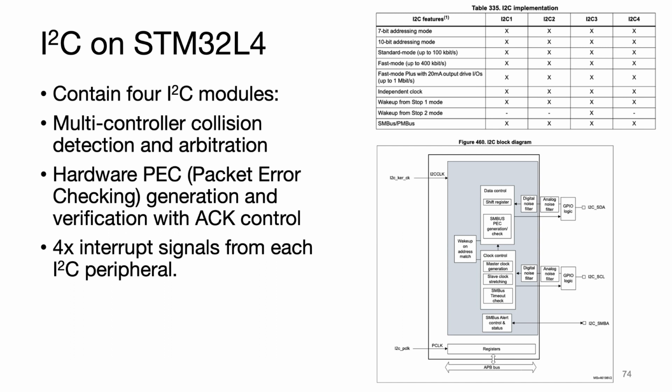Lastly, we're almost to the end here. Thinking about I2C buses on the STM32L4. It contains 4 I2C modules, all with different speed modes available to it and different addressing sizes. Nice that it has, this is a multi-controller. It has built-in multi-controller collision detection. You'd have to set up some interrupts to handle that, I believe, or some control registers.